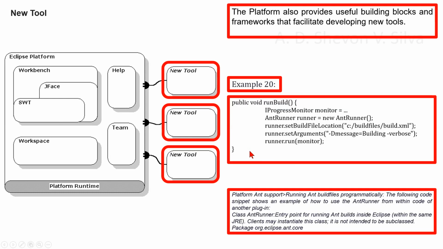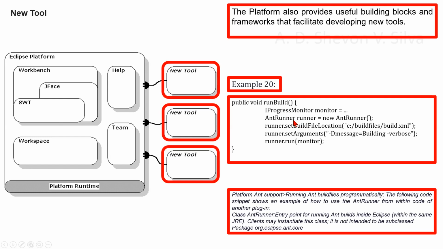Now we are considering running Ant build files programmatically in platform Ant support. The following code snippet shows an example of how to use the Ant Runner from within the code of another plugin. The class AntRunner is the entry point for running Ant builds inside Eclipse within the same JRE. Clients may instantiate this class. It is not intended to be subclassed.